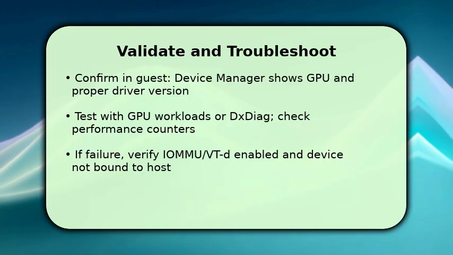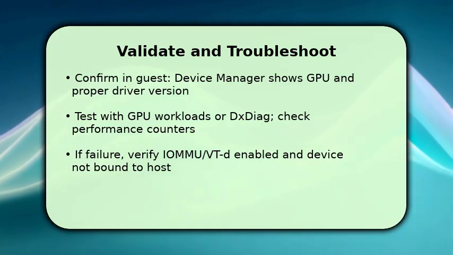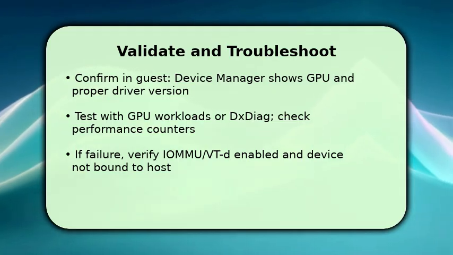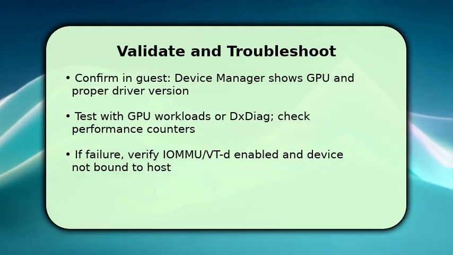If performance is lower than expected, make sure IOMMU or VT-d is enabled in firmware and that the GPU isn't still bound to the host. Rerun dismount and add steps if needed.